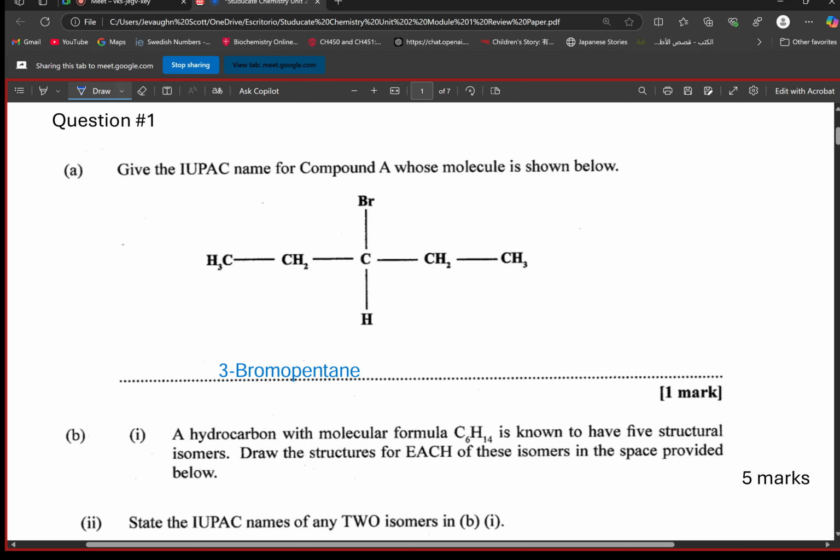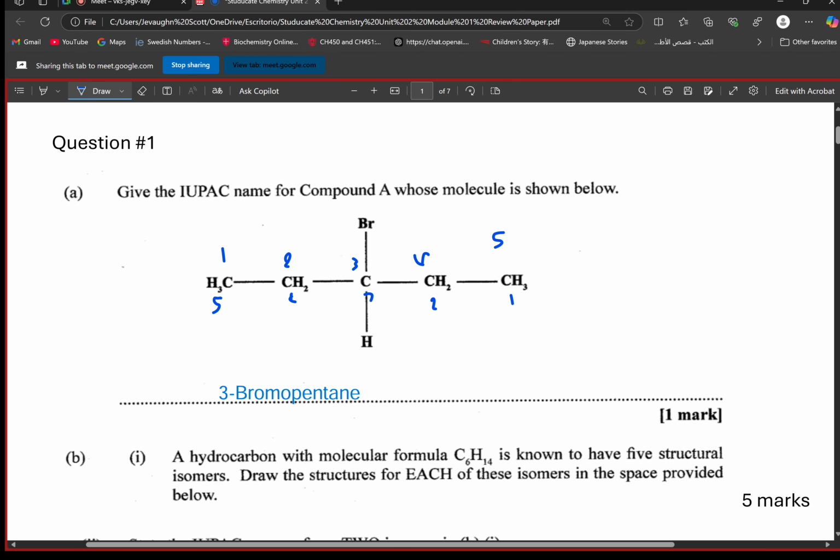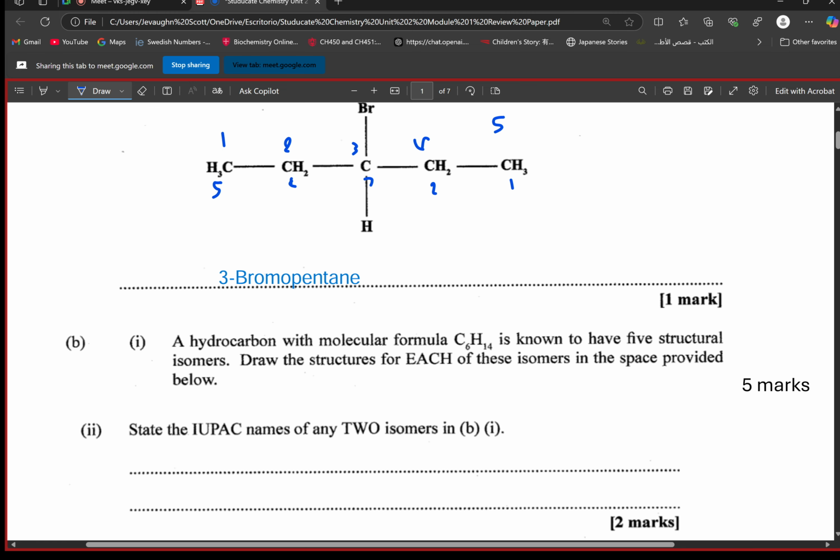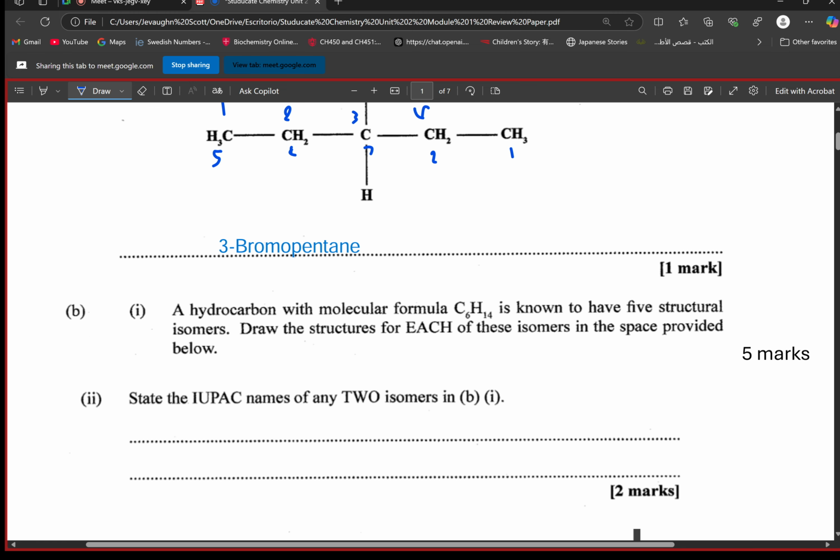So we have 1, 2, 3, 4, 5. It doesn't matter where we count from: 1, 2, 3, 4, 5. Bromine will always end up back on the 5th carbon. This is fine. This is lovely. 1 mark. And we see chemistry 2 is difficult. Let's move on with our lives, right?